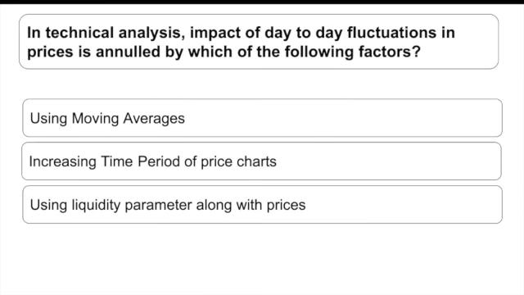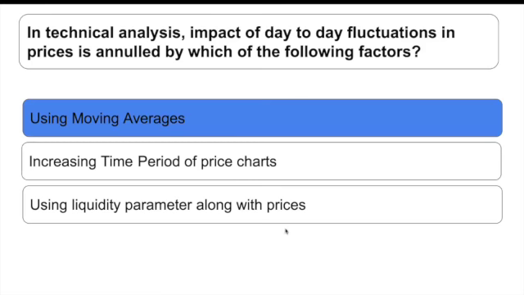In technical analysis, impact of day-to-day fluctuations in the prices is annulled by which of the following factors? A. Using moving averages. B. Increasing time period of price charts. C. Using liquidity parameter along with the prices. And the correct answer is A.